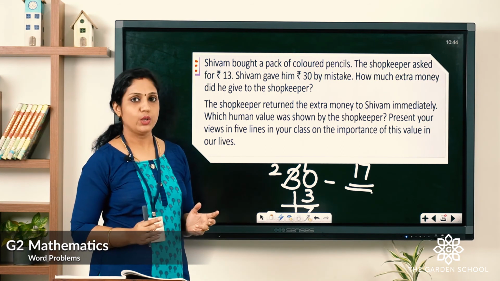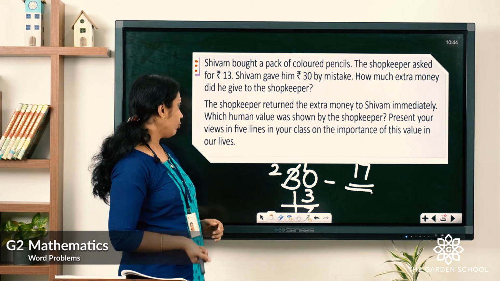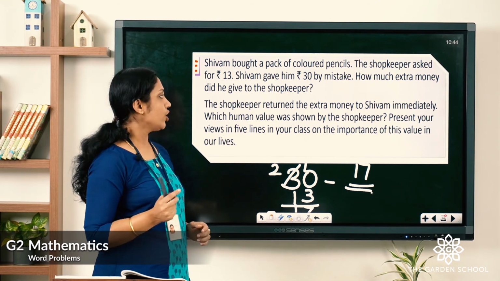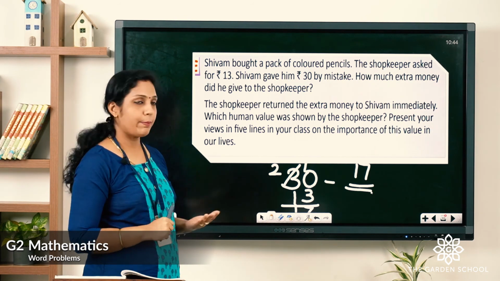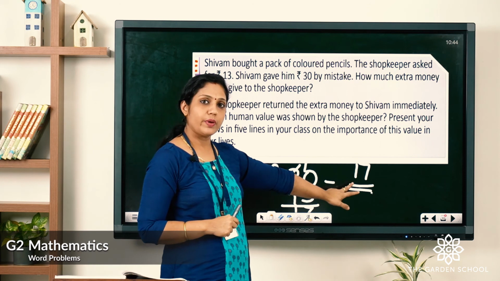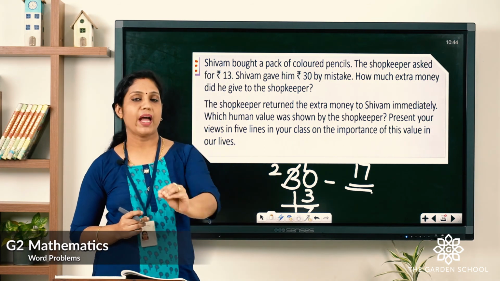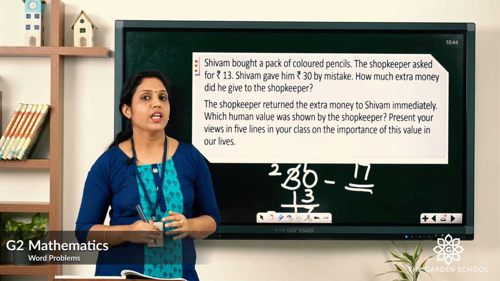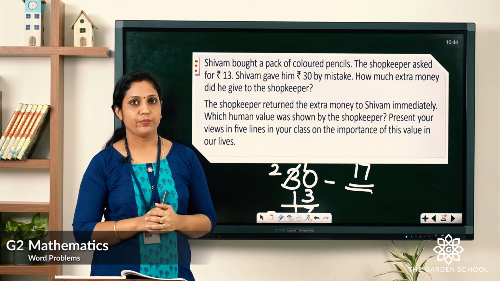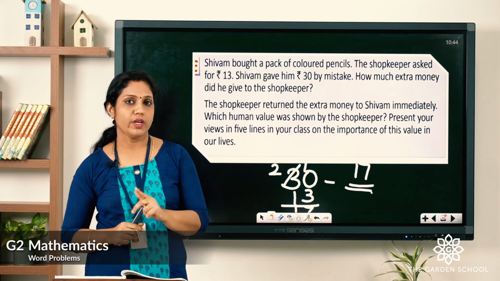Which human value was shown by the shopkeeper? Present your views in 5 lines in your class on the importance of this value in our lives. What happened? That 17 rupees the shopkeeper could have kept with him, but he immediately gave away back to Shivam. By doing this, what did the shopkeeper do? He maintained honesty. He could have kept it, but he didn't do. So, in our lives, we should be honest.